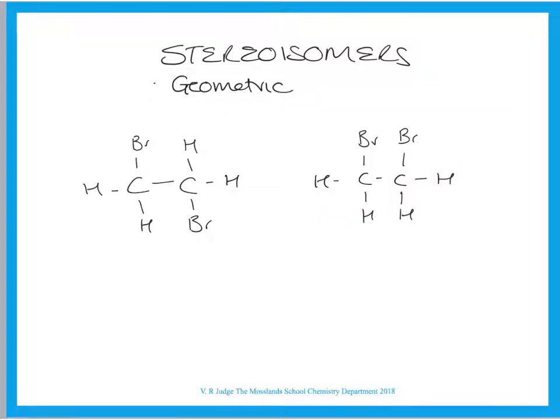Okay, to understand geometric isomerism, you have to understand about rotation around the bonds. So if you look at this compound on the left, this is 1,2-dibromoethane. The one on the right is also 1,2-dibromoethane. They're actually the exact same compound, and that is because all of these single bonds, you can rotate about them. So you can twist around these bonds.